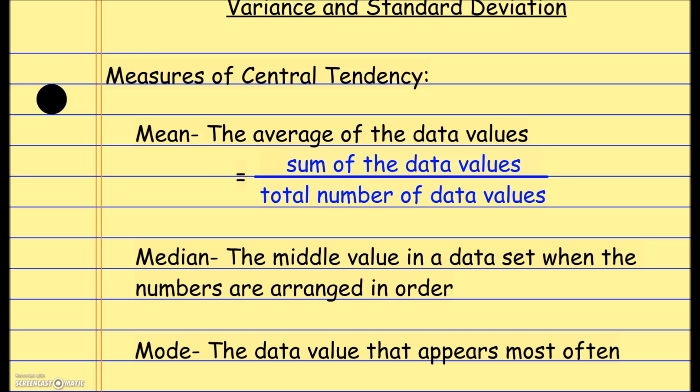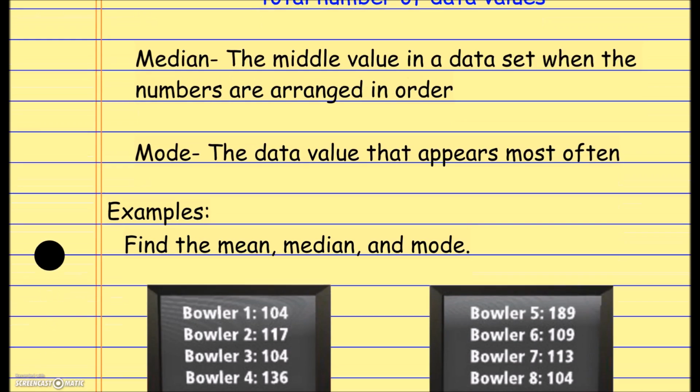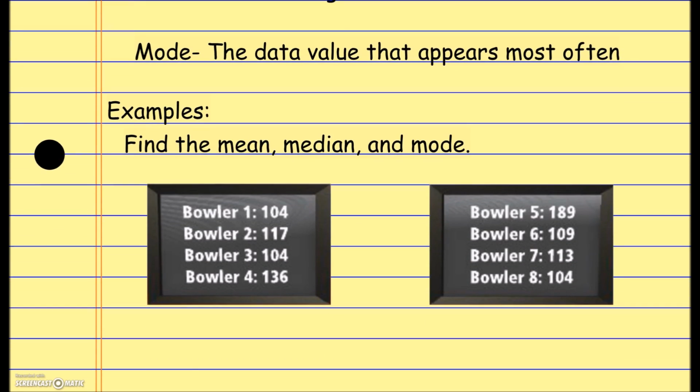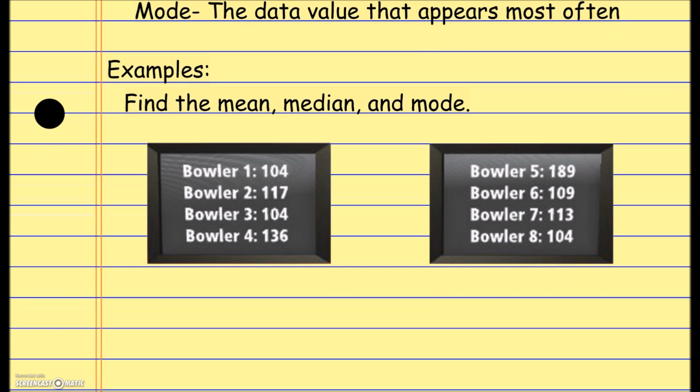Okay? So as we look at this, again, these should be review, but here's an example of bowlers and the scores that they got in a particular league or something like that. And we want to find the mean, median, and mode here, all right? So the mean, remember, we just add all these together and then divide by how many we have. So I'm just going to take all of these data values right here and all of these data values right here, and I'm going to add them up.